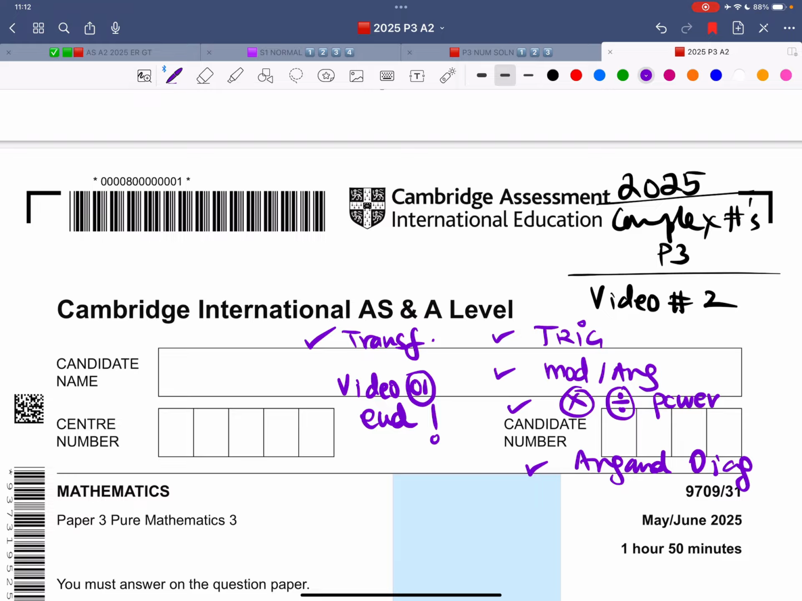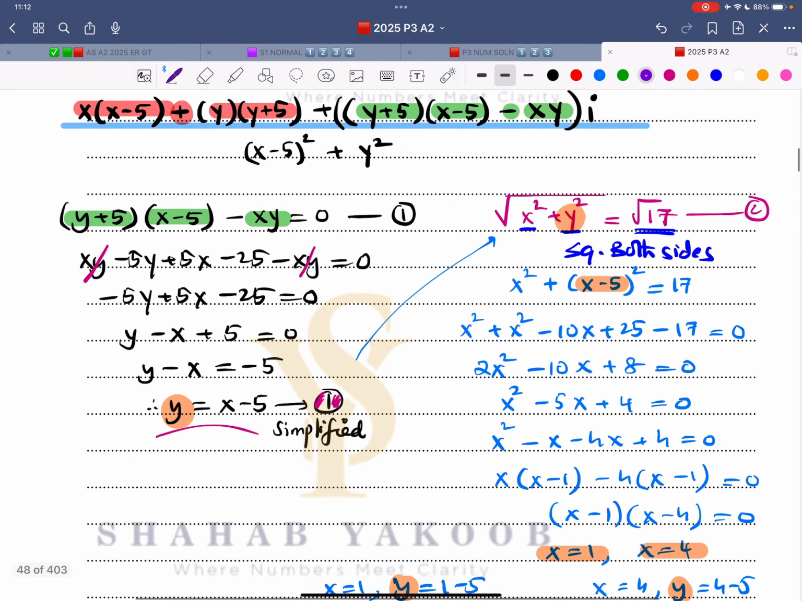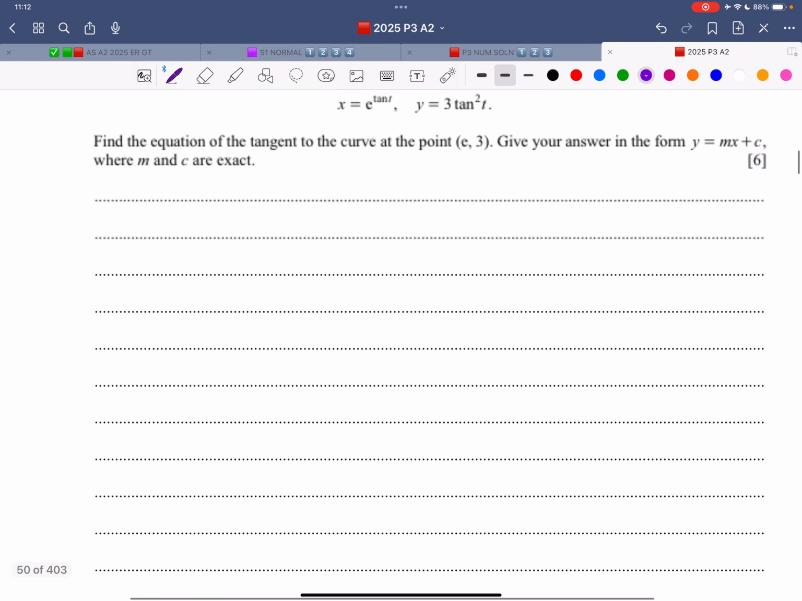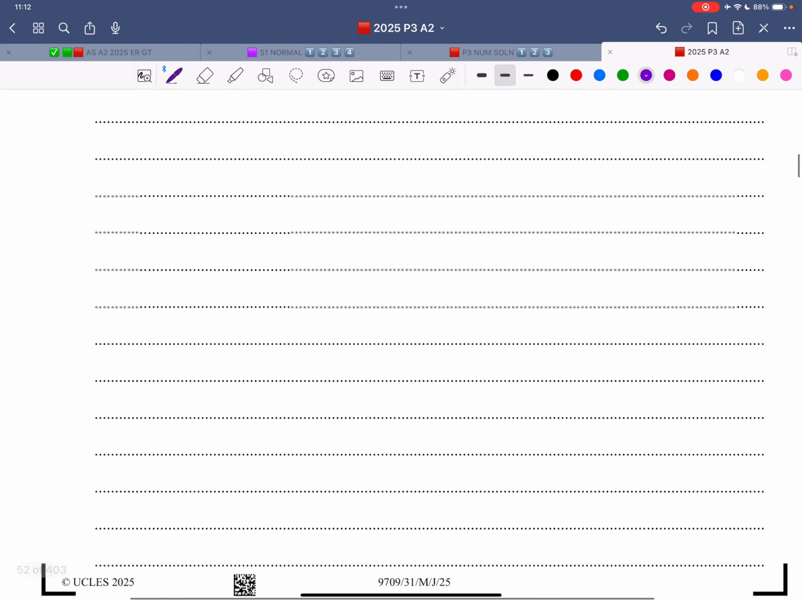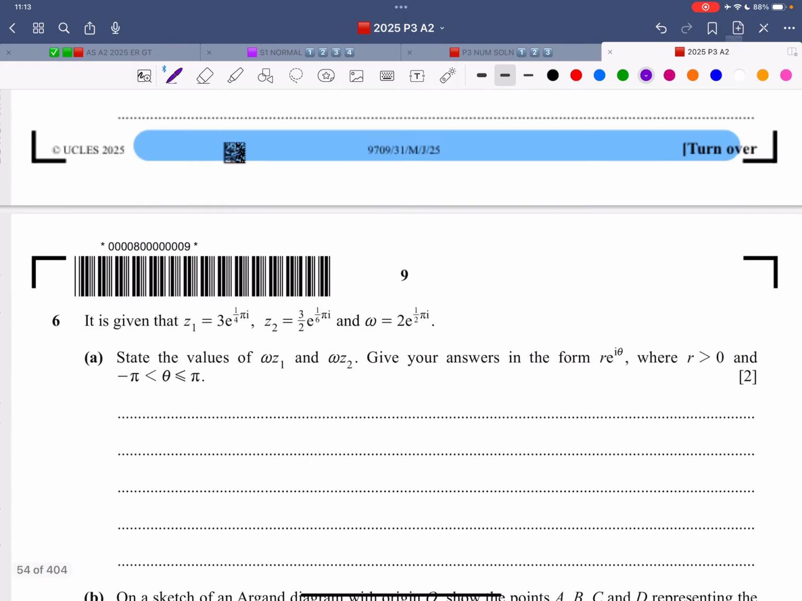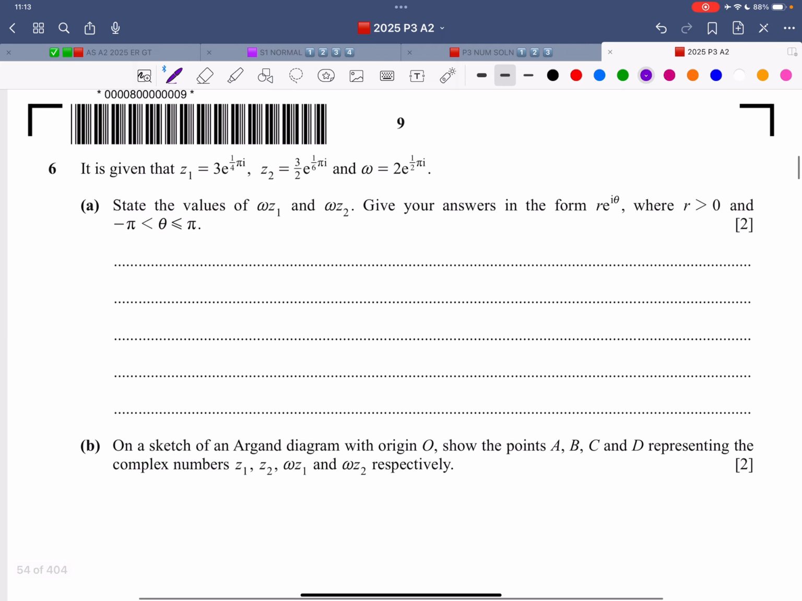Now the first question over here is May-June 2025, variant 31, question number 3. So let me show you this particular question. That question number 3 we talked about, my bad. Question number 6. So now over here, this is what we are talking about. Let me first add a page so you can comfortably have a look.